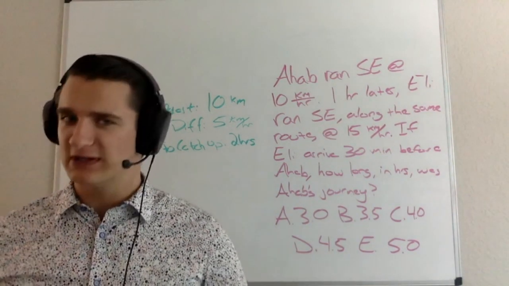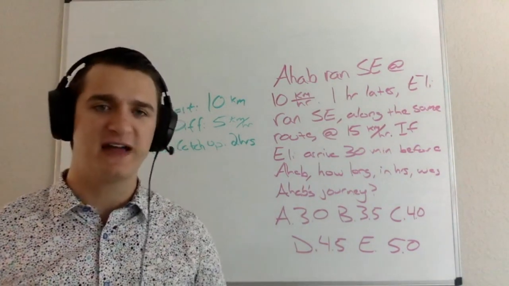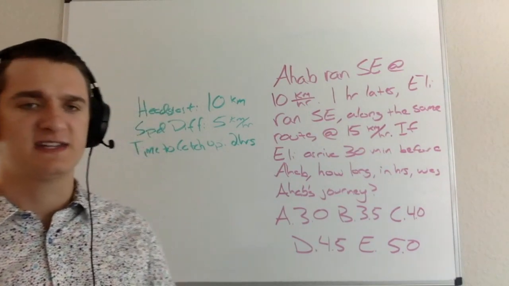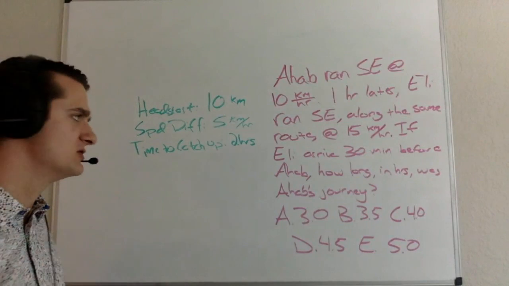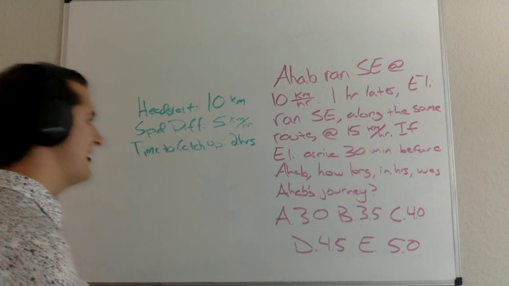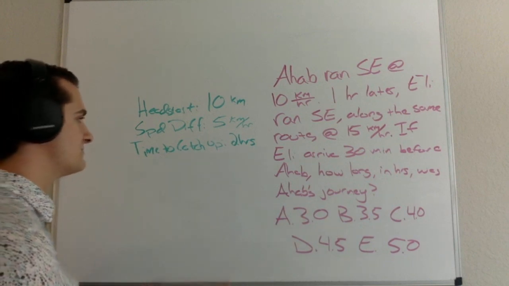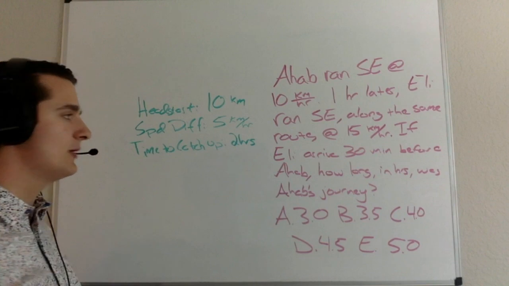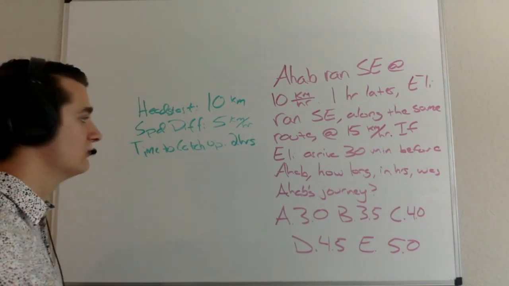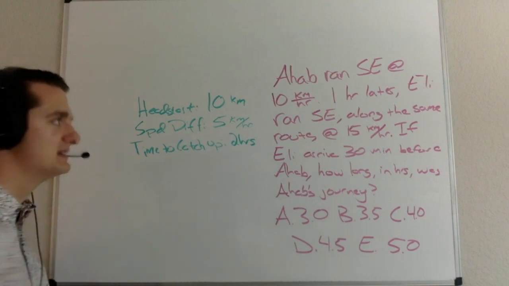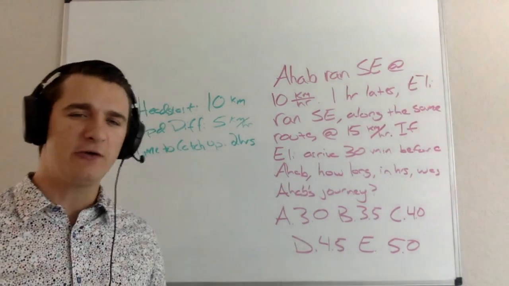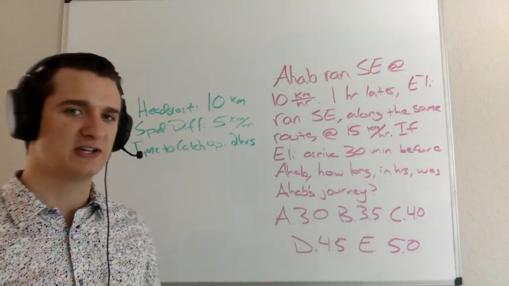But there's some extra layers of difficulty here. And so we've got that basic information. Now I want to work from that basic information and see if we can work through the rest of the question. So what I'm told is Eli arrived 30 minutes before Ahab. And so if Eli arrived 30 minutes before Ahab, then it took Ahab an additional 30 minutes to finish, right? And if it took Ahab an additional 30 minutes to finish, then what that means is how far ahead was Eli when they actually completed the journey?